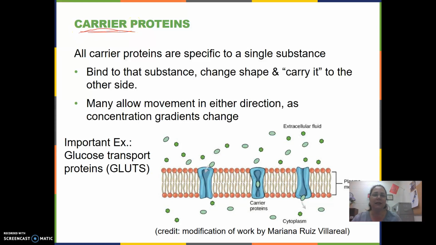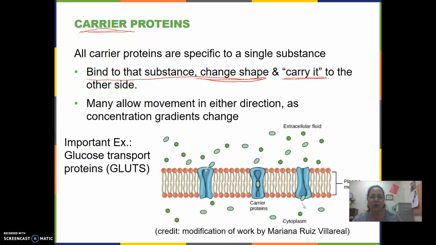A channel protein just has an open pore, an opening that allows an ion or a polar molecule to move through it. But if it's a carrier protein, it's going to bind to that substance, change shape, and then when it changes shape, it basically opens up to the other side. And so, in quotes, it says it will carry it to the other side. It basically just opens up by changing shape and allows it to move to the other side. Many carrier proteins allow movement in either direction depending on the concentration gradient.